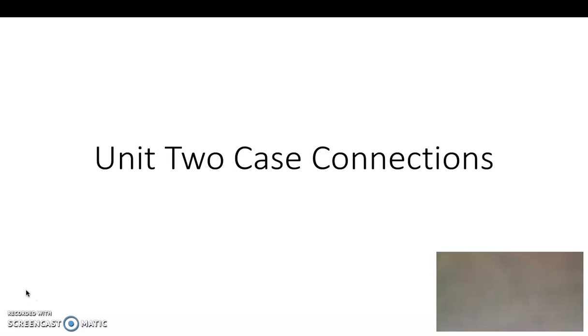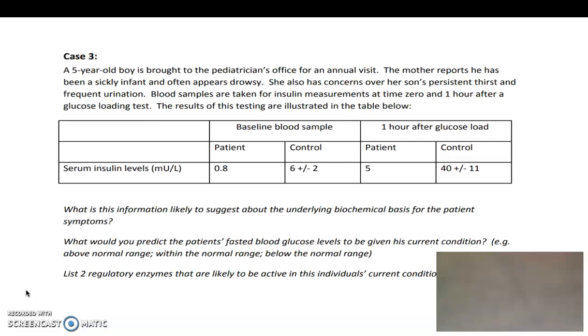So today I'll be presenting on my Unit 2 case connections. The first case today I'll be discussing is Case 3. Case 3 is about a 5-year-old boy who was brought to the pediatrician's office with the symptoms of drowsiness, persistent thirst, and frequent urination, and based off the symptoms, the doctor ordered his blood insulin levels to be measured.